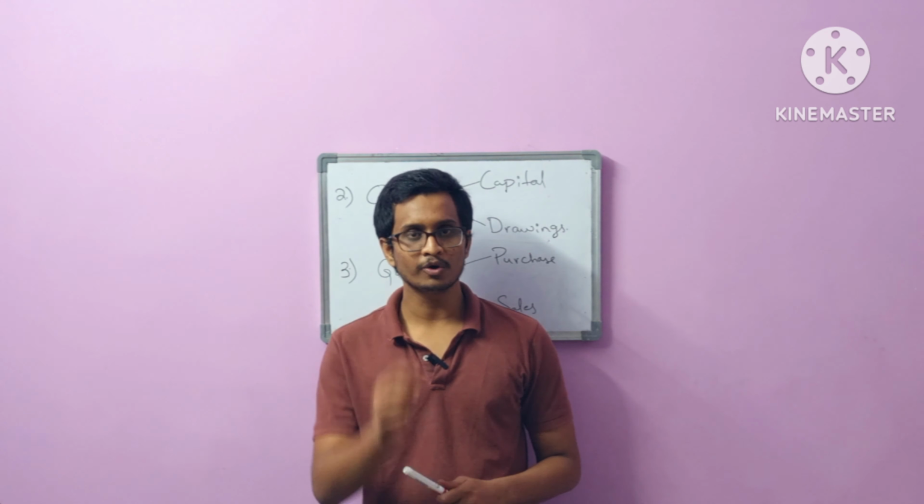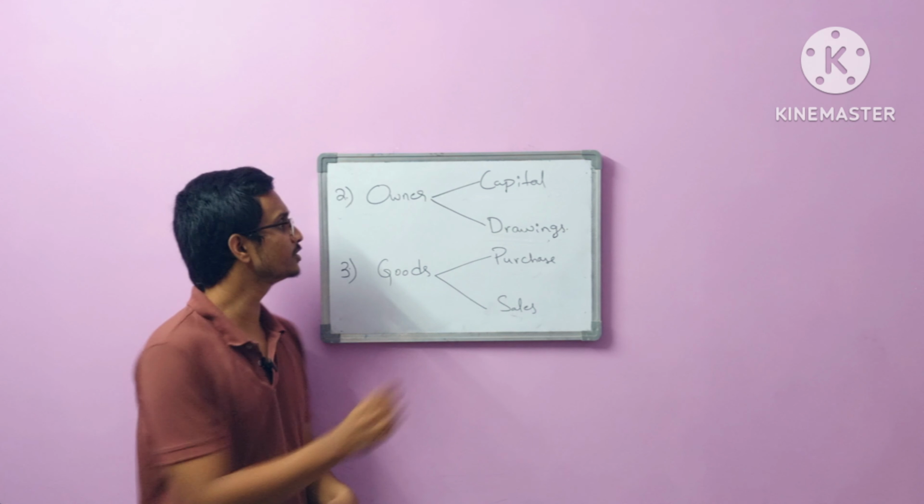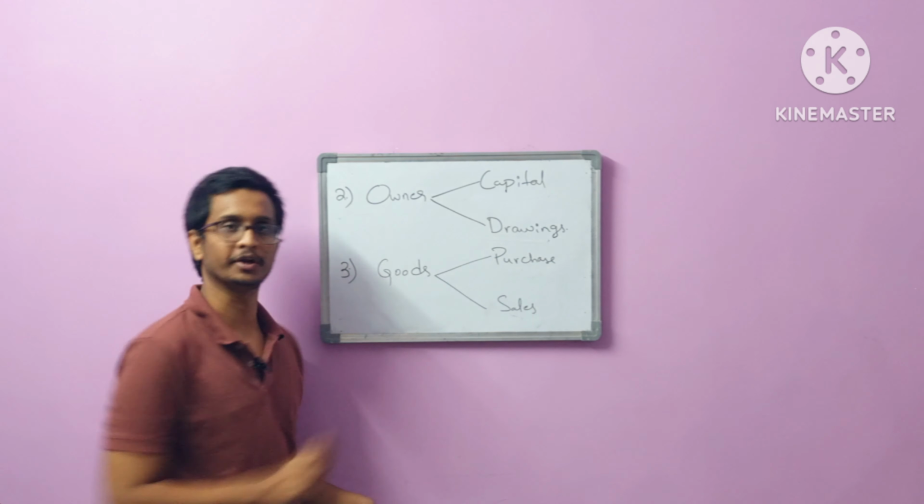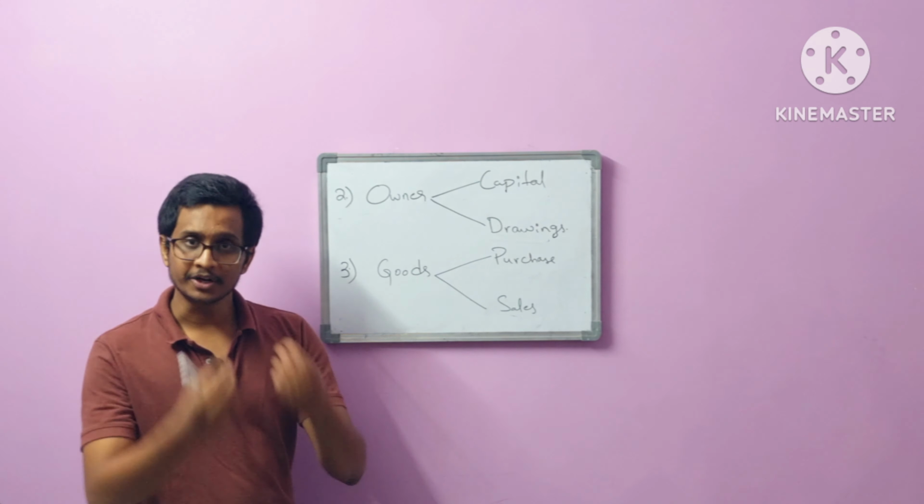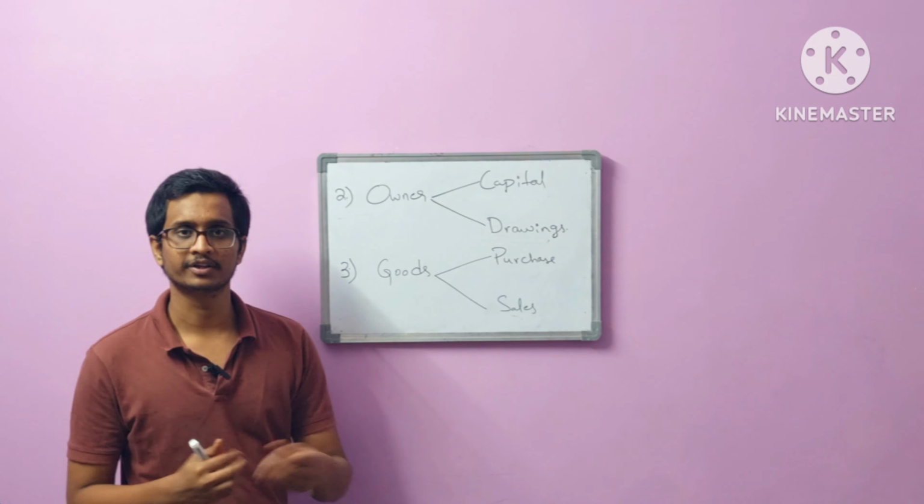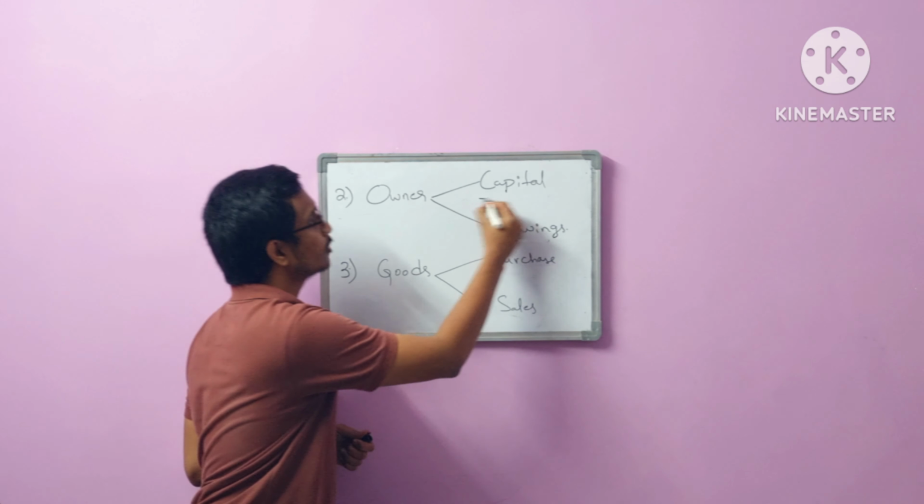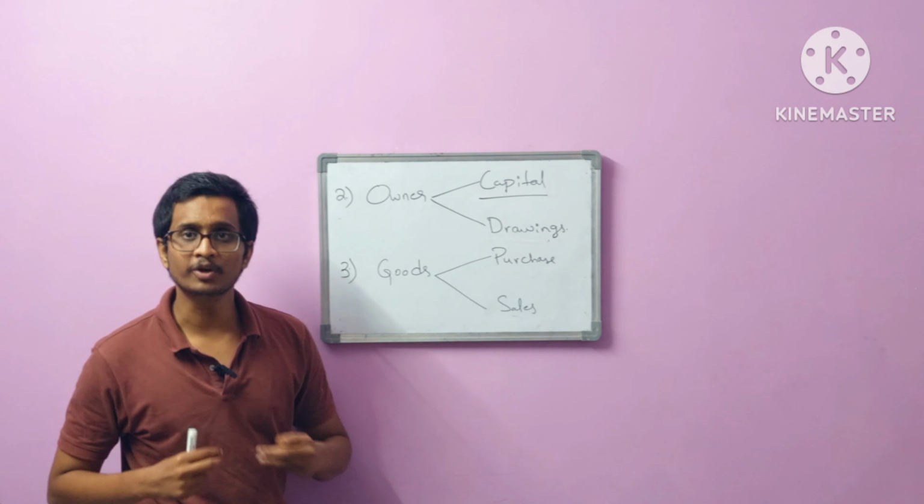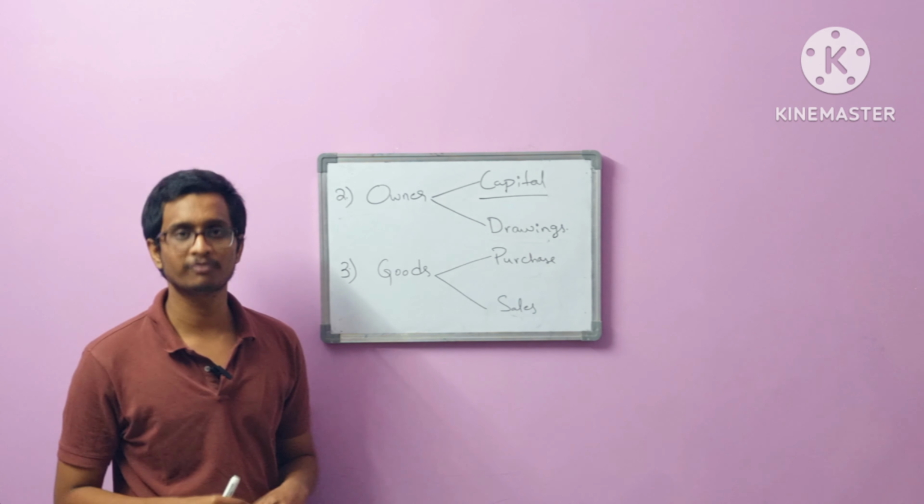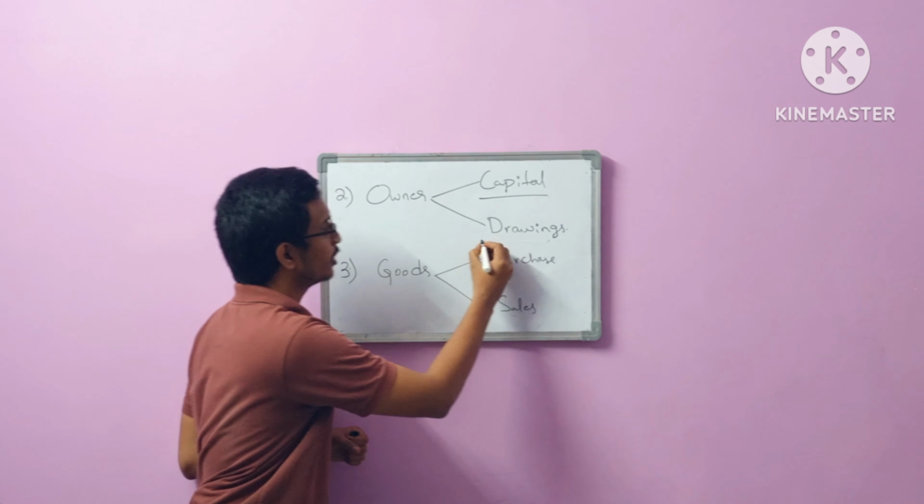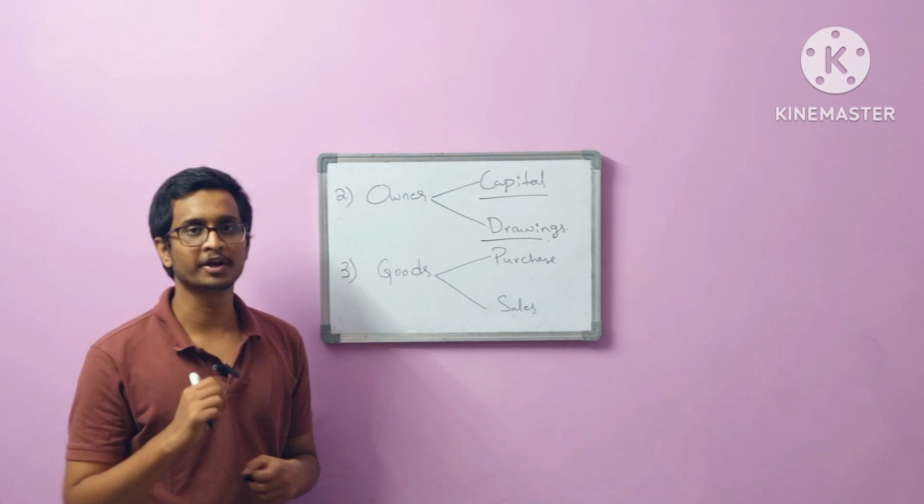Point number 2, in any transaction, if owner is involved, then you should get two words. One is capital and the other one is drawings. Whenever something is coming into the business because of the owner, then we need to use the word called capital. Whenever something is going out from the business because of the owner, then we need to use the word called drawings. So this is point number 2.